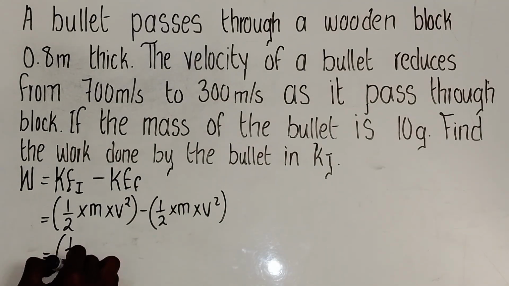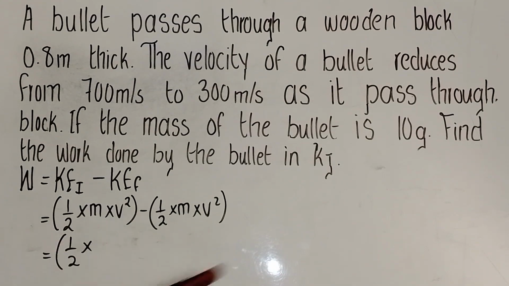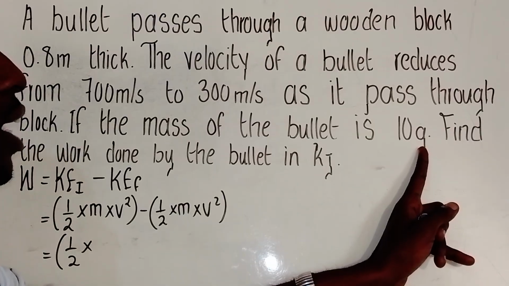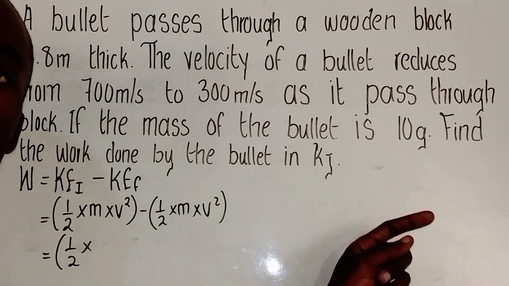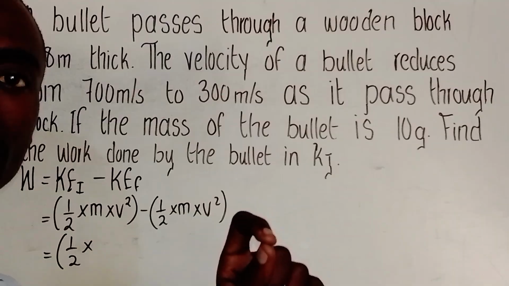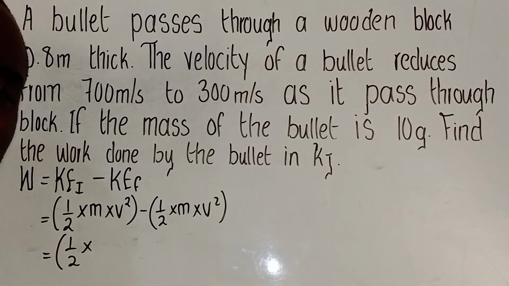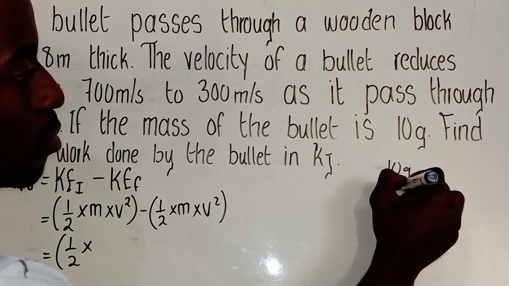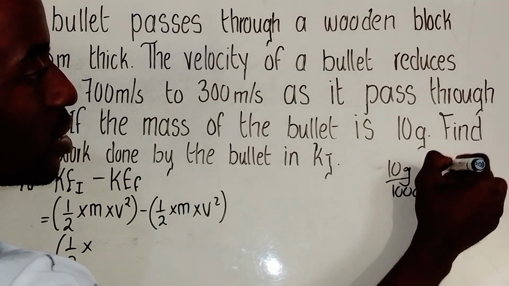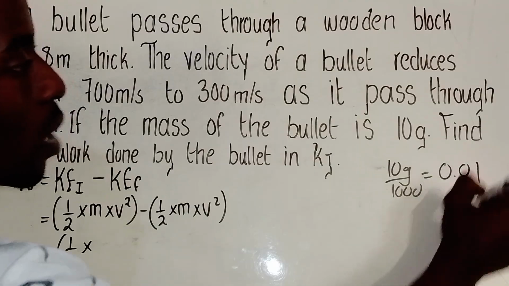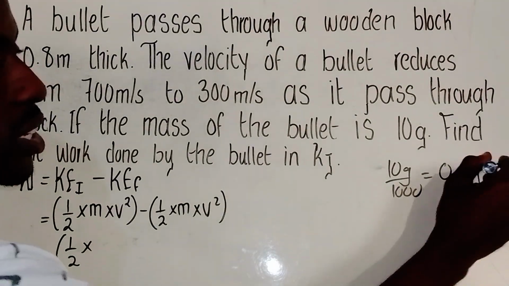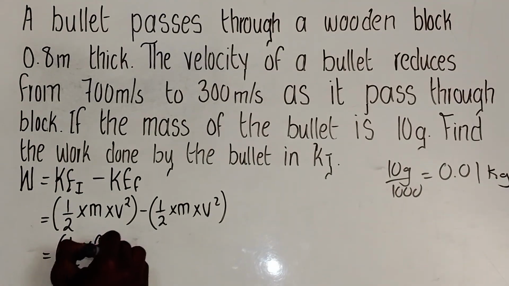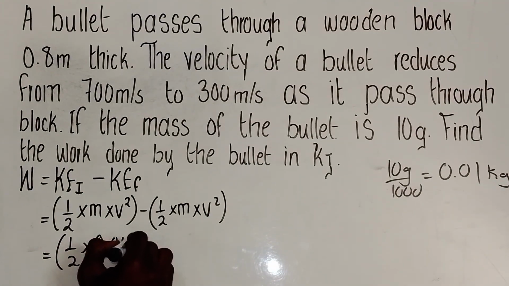So you say half multiplied by the mass. What is the mass? The mass is 10 grams. Now we're supposed to change these grams into kilograms, which is the SI unit. So how can you change? You divide 10 grams by 1000, which gives me 0.01. This is the mass in kg, so you put 0.01 here.